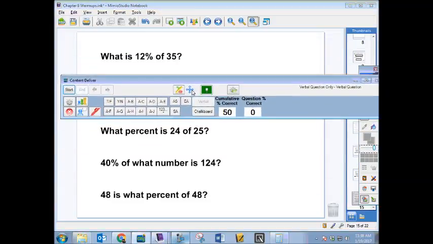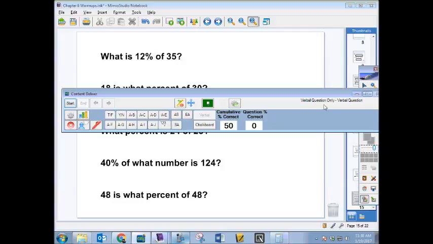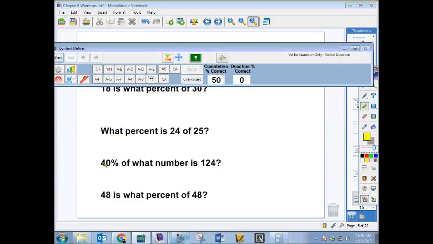Let's do one more of those. I want to do a different one. Let's do this one. This is the one that always confuses people. This one right here. Go ahead.